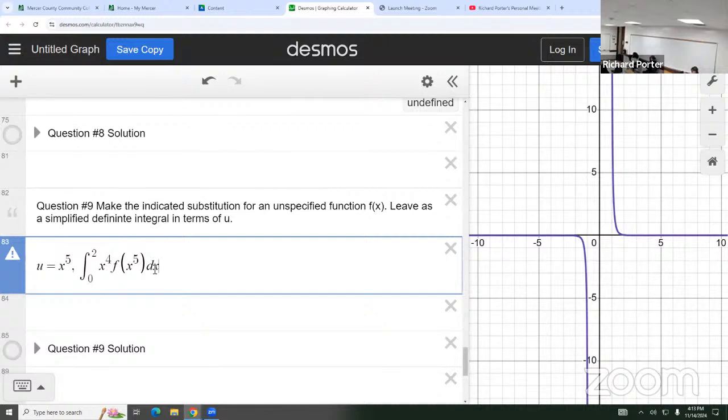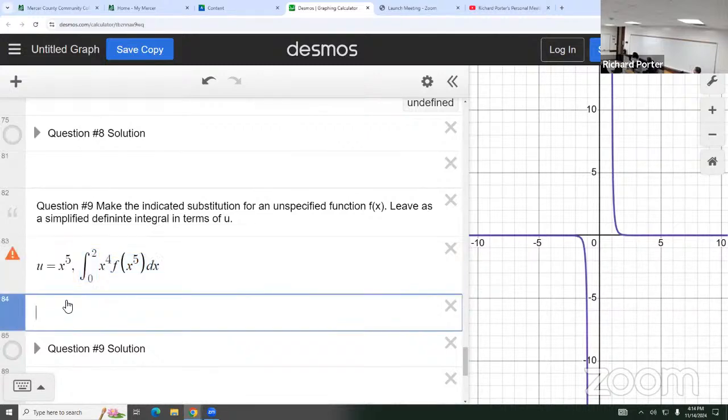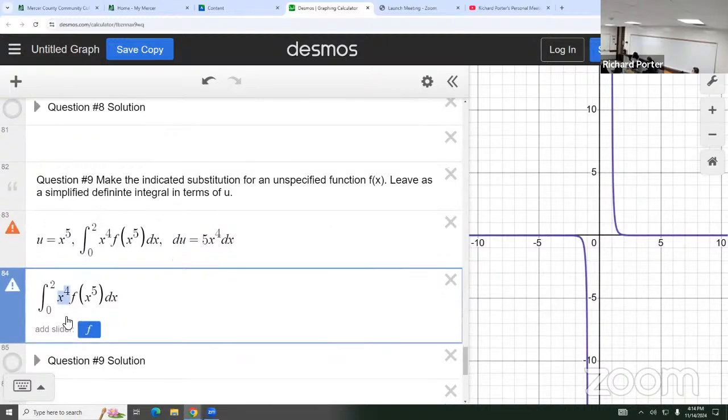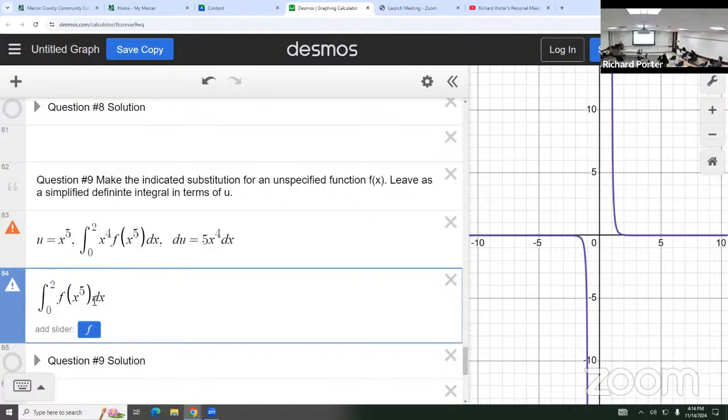Okay, so what you have to do is a substitution. They tell you the substitution, u equals x to the 5th. What's du if u equals x to the 5th? Anyone? What's du? 5x to the 4 times what? dx. Okay, so I have an x to the 4 dx. Let me just move that over here so you can see it. So I have an x to the 4 dx, and that's what I have.